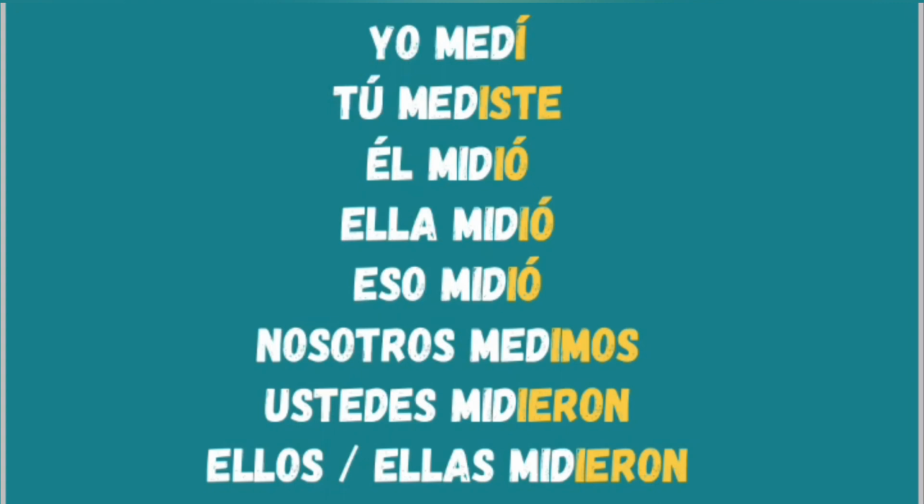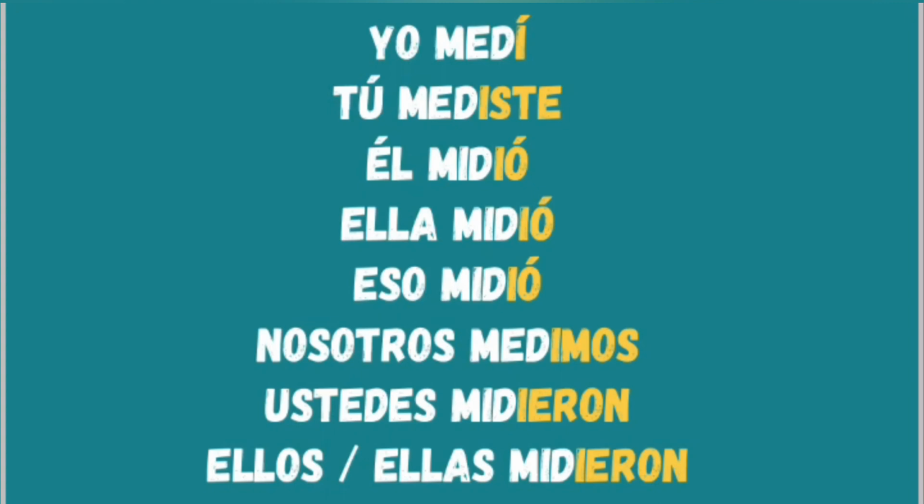Now, if we want to say she measured, then we have to say ella midió. Okay, she measured. If you want to say it measured, then you have to say eso midió. Okay, so in the third person, the root is the same. Él midió, mid. Ella midió, same, mid. Eso midió, okay, same, mid.